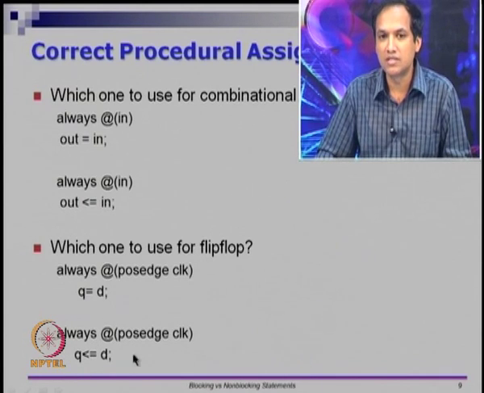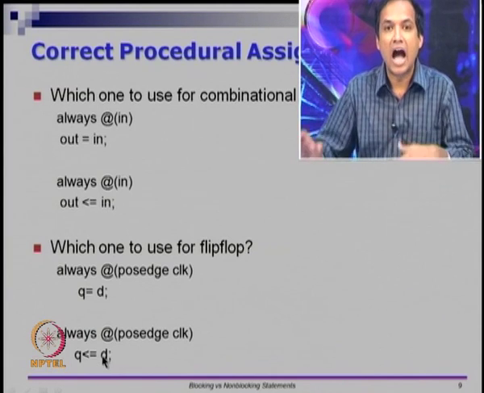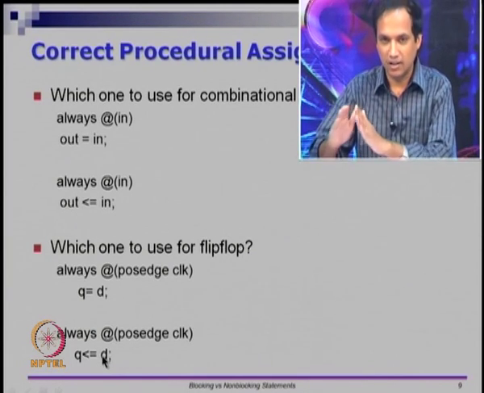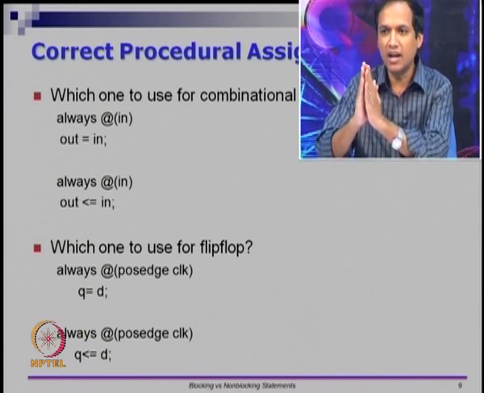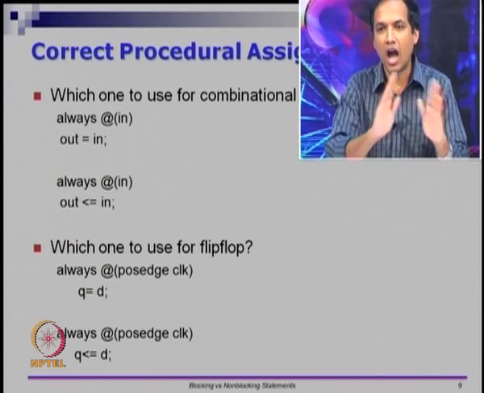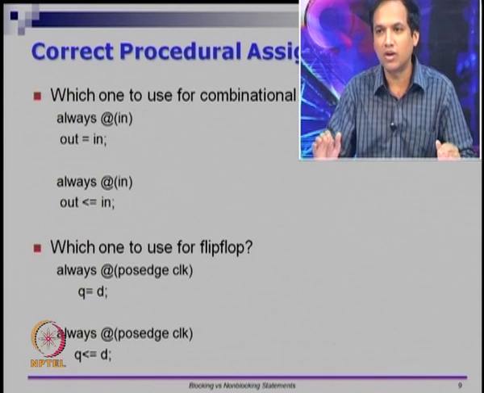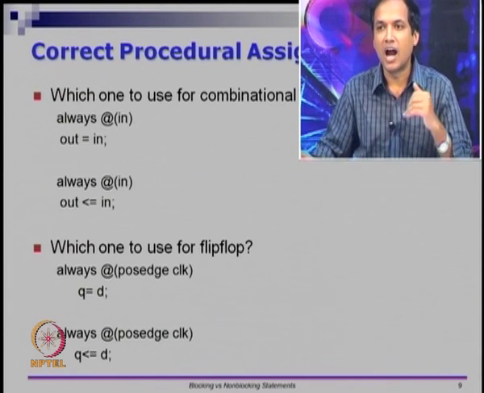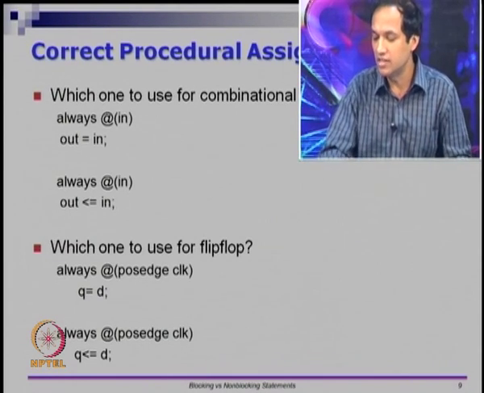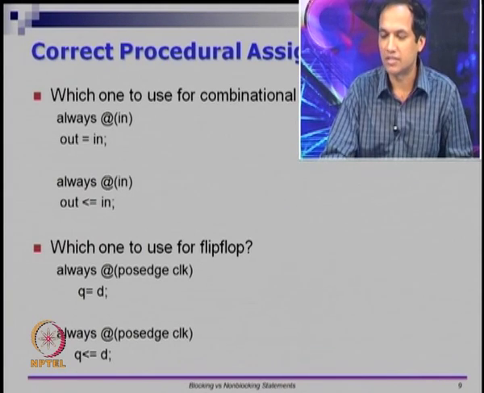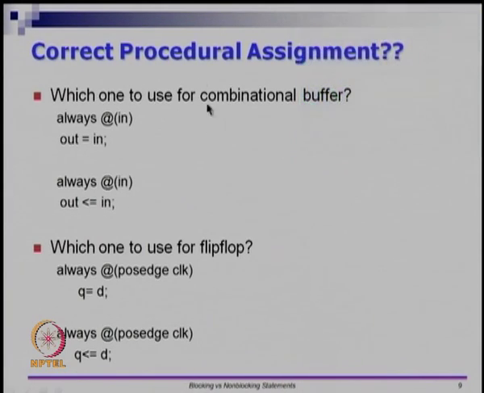So, Q non-blocking equals D essentially takes care of the fact that I am sampling D, and the assignment to Q I will do once all the always blocks are evaluated, when I am ready to assign to the left hand side of the non-blocking assignments. So, if you are using always statements, the correct way to do combinational logic is this one, and the correct way to do sequential logic is this one.